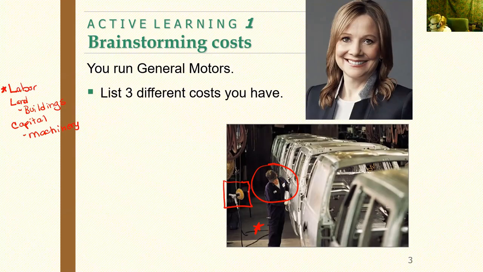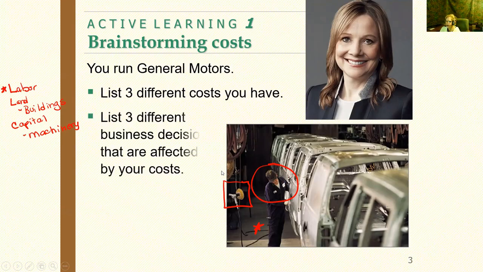When we think about all these costs, we want to take a broader perspective of them and ask, basically, how are different decisions affected by these costs? And you're probably already thinking, well, how much am I going to produce?